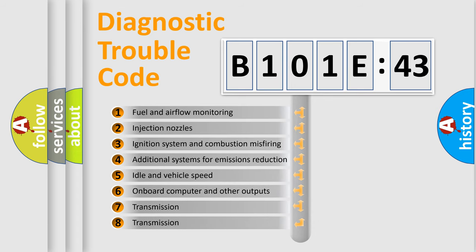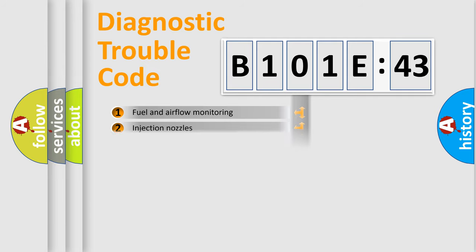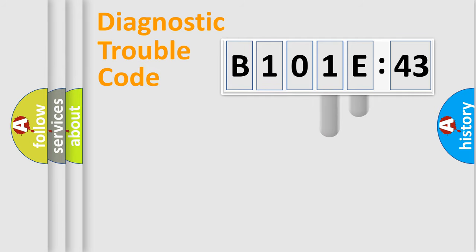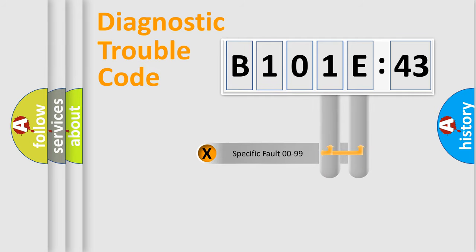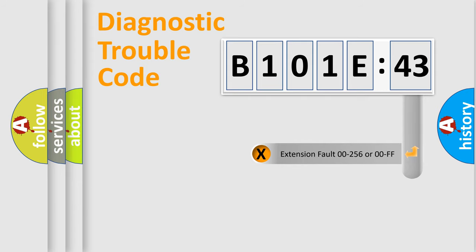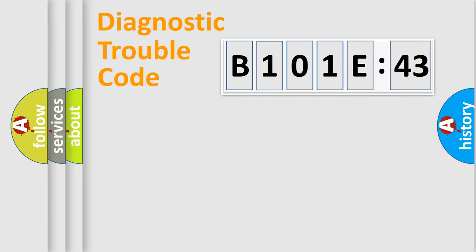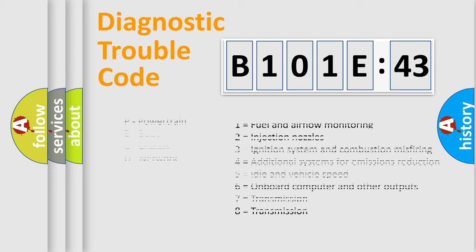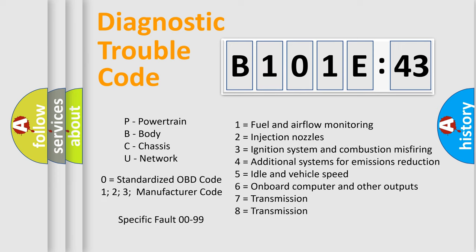The third character specifies a subset of errors. The distribution shown is valid only for the standardized DTC code. Only the last two characters define the specific fault of the group. The add-on to the error code serves to specify the status in more detail, for example, a short to the ground. Let's not forget that such a division is valid only if the second character is the number zero.